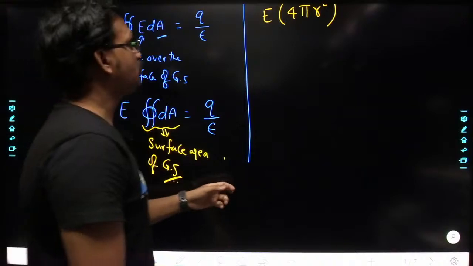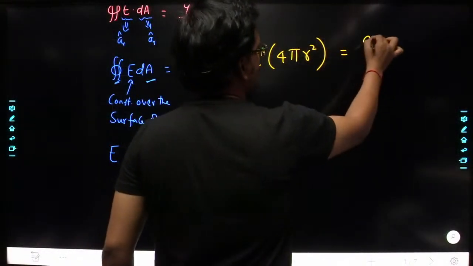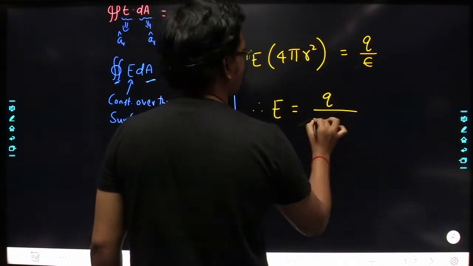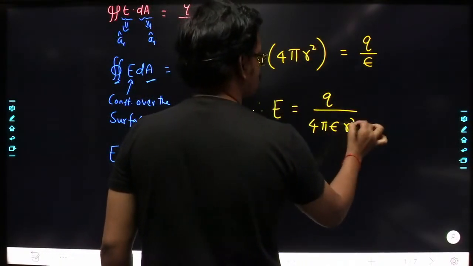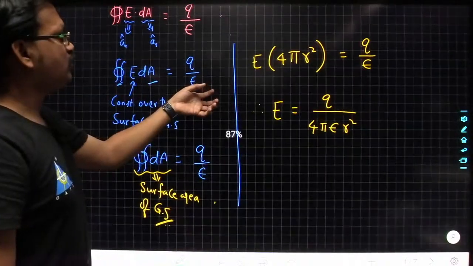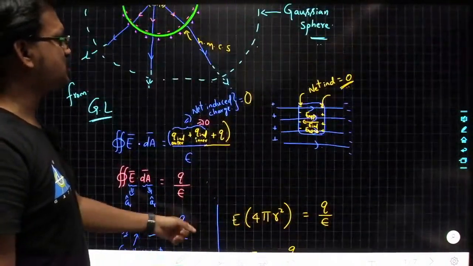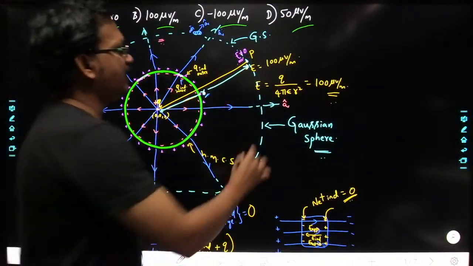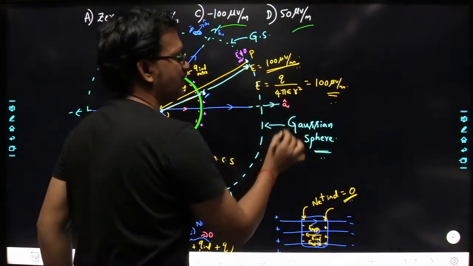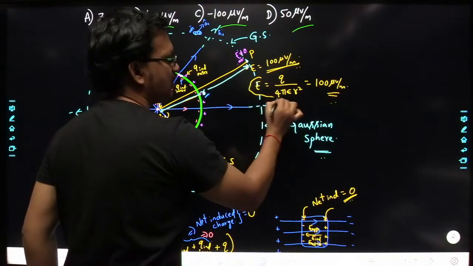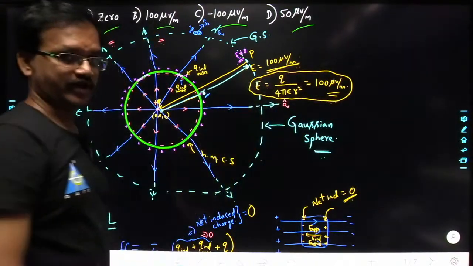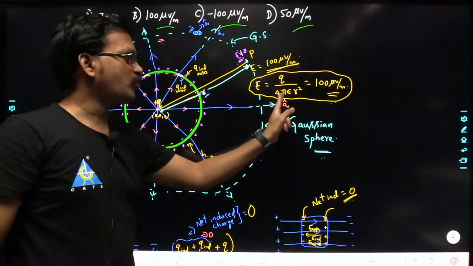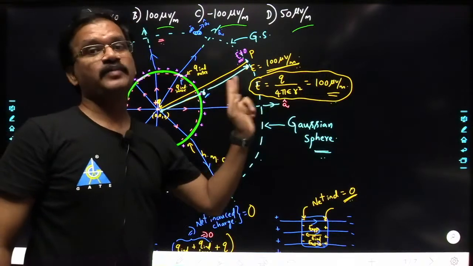So you are going to get E into 4 pi r square is equal to Q by epsilon. Therefore, E is equal to Q by 4 pi epsilon r square, right? See, before enclosing the charge with a hollow metallic conducting sphere, what is the electric field they have given here? 100 microvolt per meter, which is nothing but Q by 4 pi epsilon r square. The electric field due to a point charge before enclosing with a metallic sphere is equal to Q by 4 pi epsilon r square, which is equal to 100 microvolt per meter.